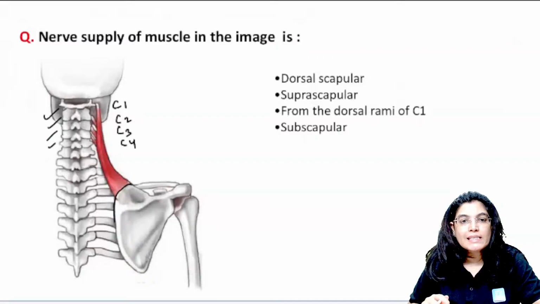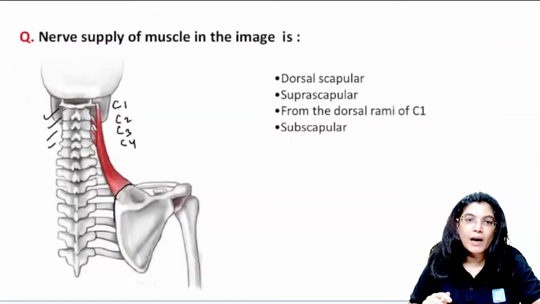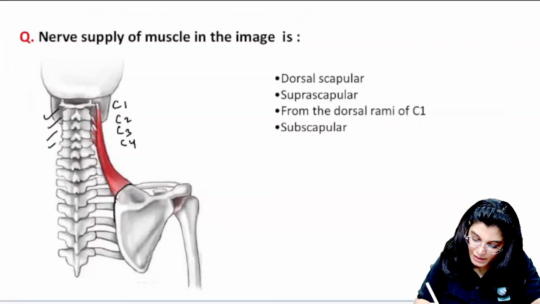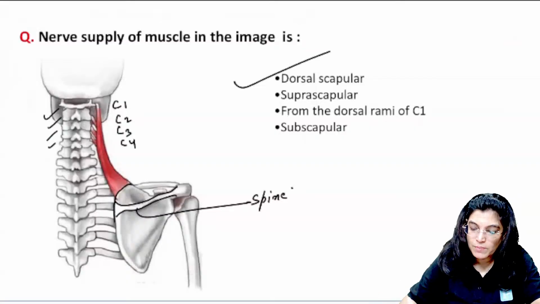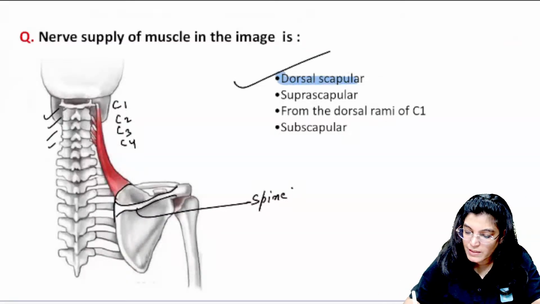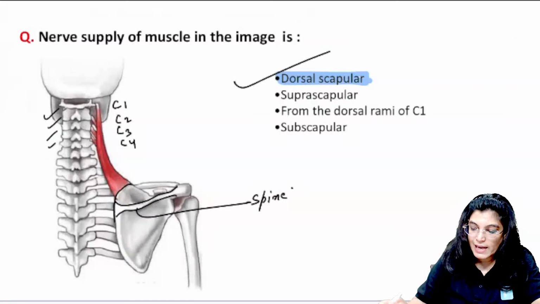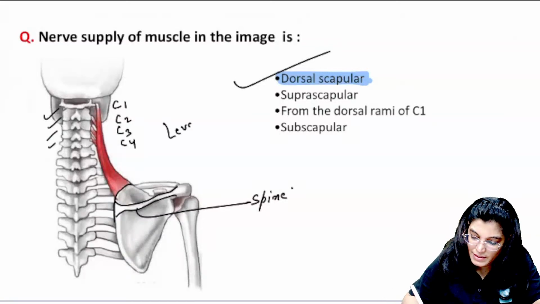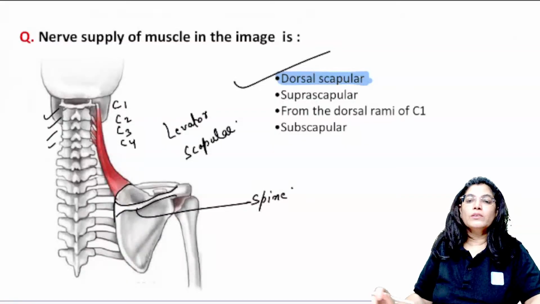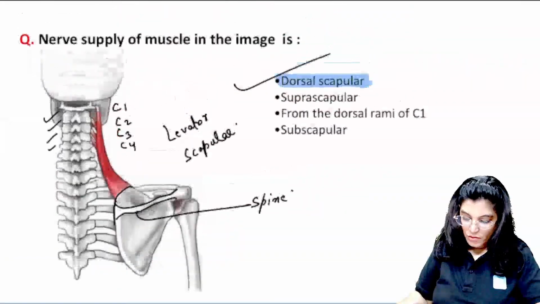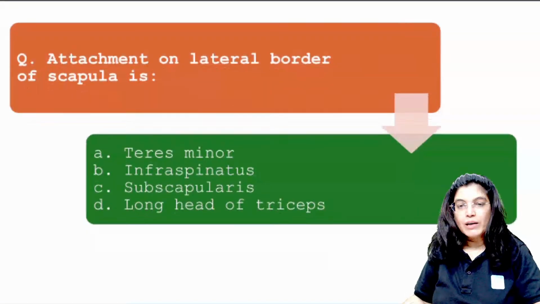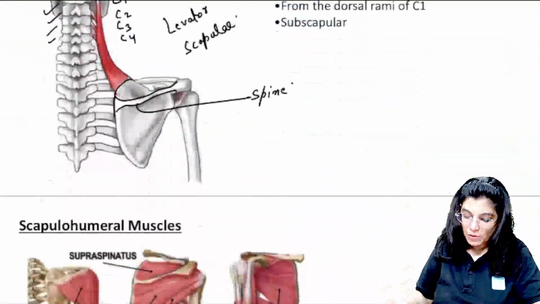Why? Because it is attached onto the medial border of the scapula, extending from the superior angle till the medial aspect of the spine. This is the spine of the scapula. So this is levator scapulae. And what is the nerve supply? The nerve supply of this muscle is the dorsal scapular nerve, and this muscle is the levator scapulae muscle, which is attached superiorly on the medial border of the scapula. Got it? Now this question also we will solve, but let me first complete the topic of the scapulohumeral muscles.